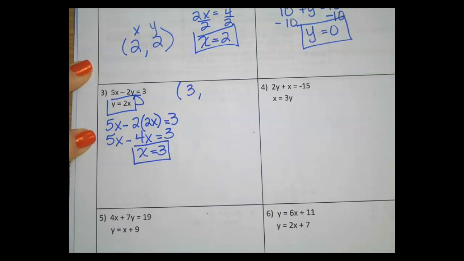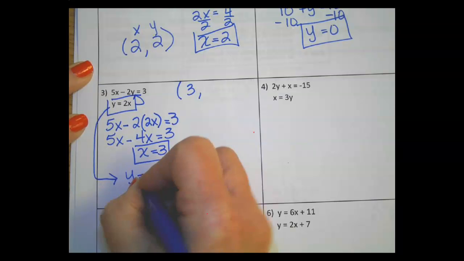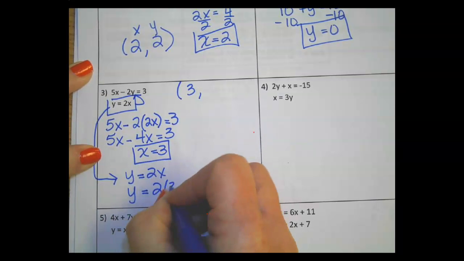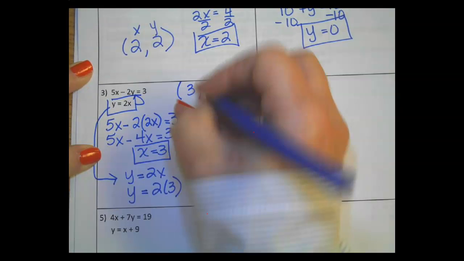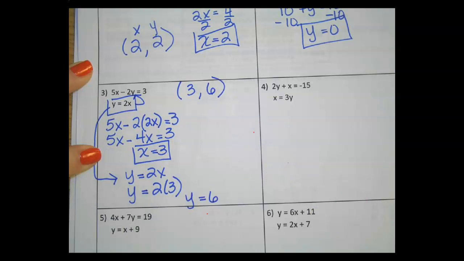Now, how do I figure out the y? To find the y, it says y equals 2x. So y is equal to 2 times 3 because we found x. So my y is equal to 6.